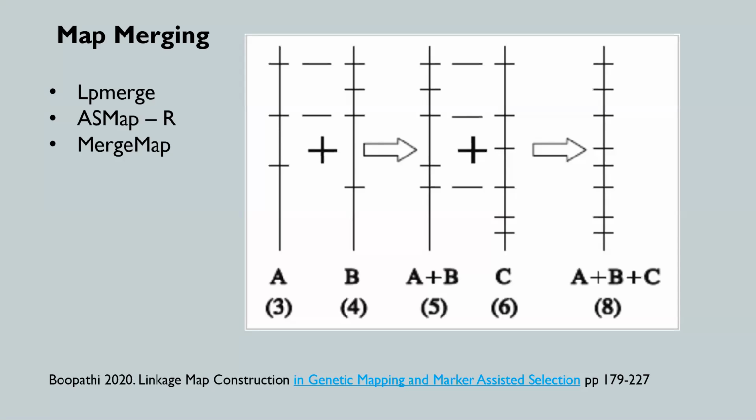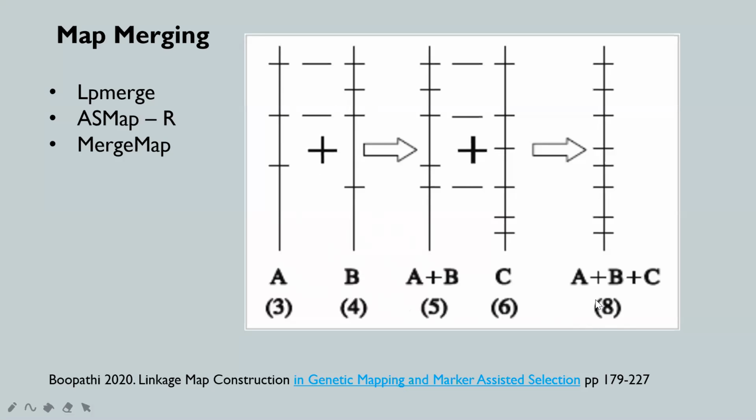As an example, in this particular example, your A has 3 markers, B has 4. So you can merge A and B. Since you have 2 common markers, you could merge them and make it into a 5 marker system. And then you can merge with C to make an 8 marker system.